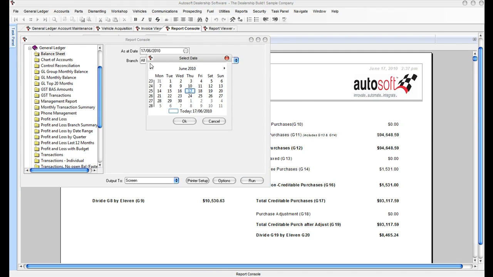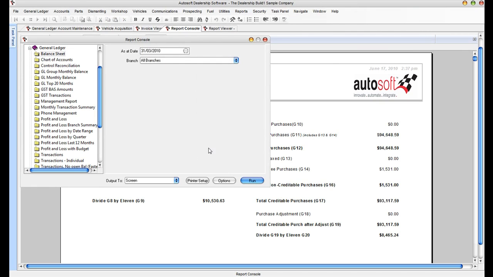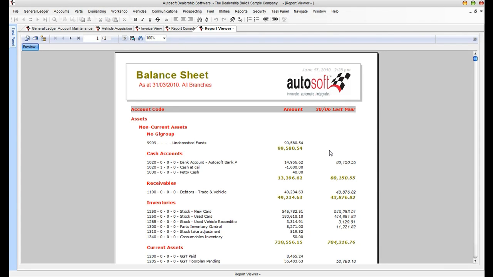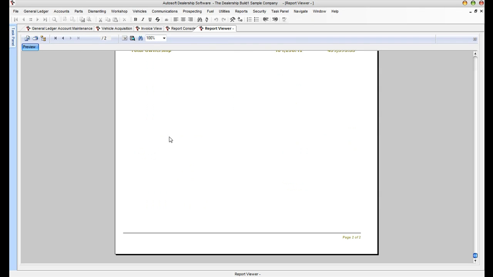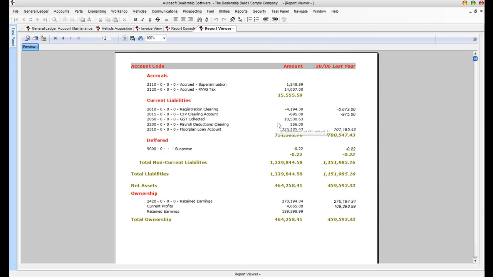So if we run a balance sheet as of the same date, what we'll see on the balance sheet is those 2 accounts that we're looking at. Now the first one was account 1200. So we can see here that account 1200 has the $84.65.24, and over the page there we can see the GST that we've collected, $10,530.63. So the BAS totals report is the same as what's in the general ledger accounts.